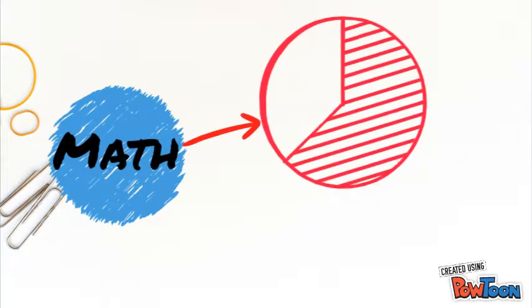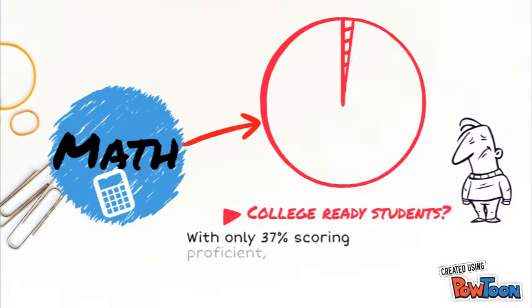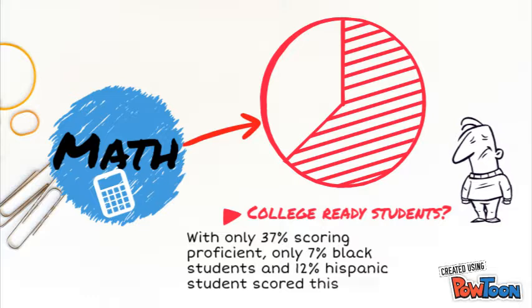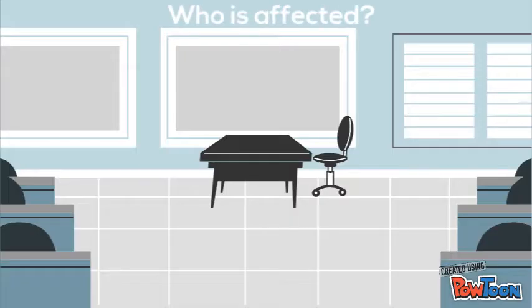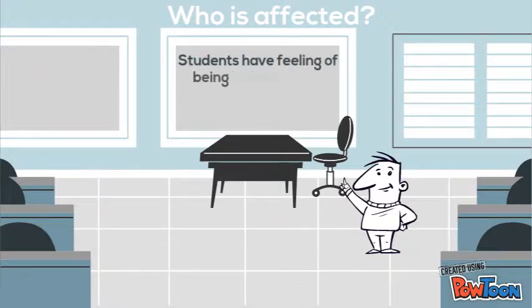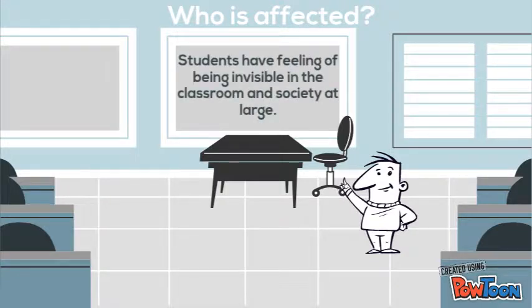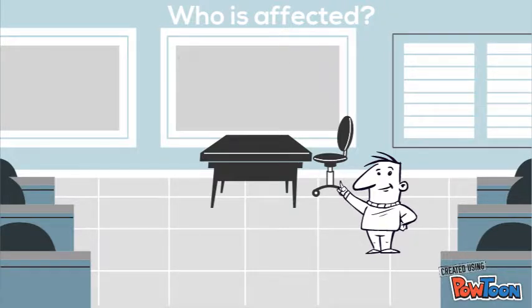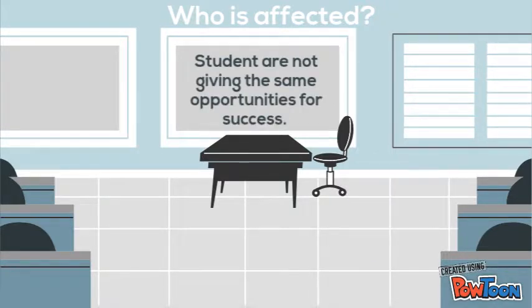When examining PARCC math scores, we see that only 37 students are scoring proficient, with only 7% being Black students and 12% being Hispanic students. Who is affected? The students, of course. Students have feelings of being invisible in the classroom, as well as not being afforded the same opportunity to be successful as those that they will be competing against when they go to the higher level.